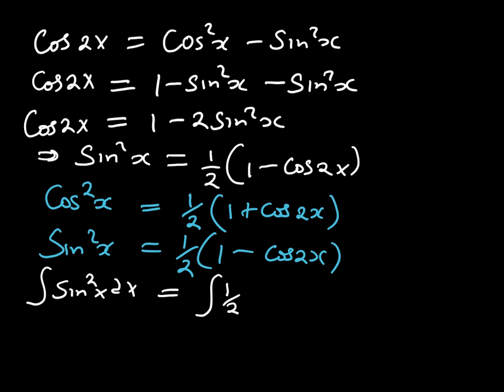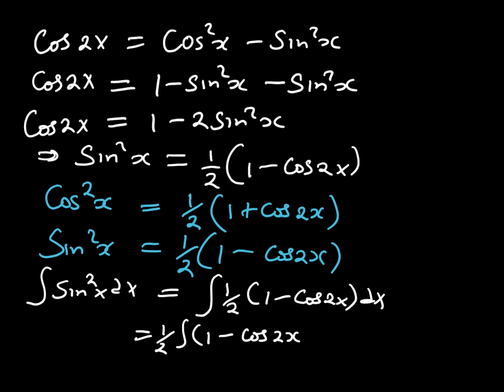So it is 1/2 of 1 minus cos 2x dx. Pull out a half because that is a constant. Integrate 1 minus cosine of 2x dx. So what do we get? Very simple.